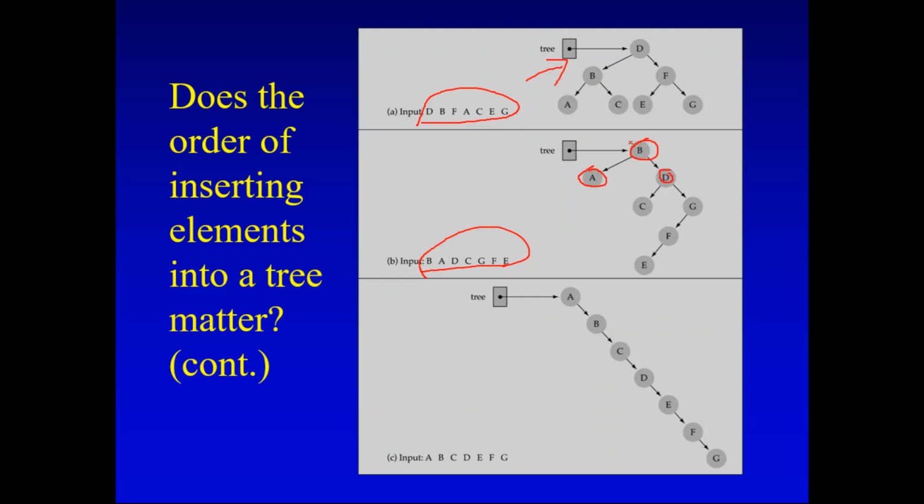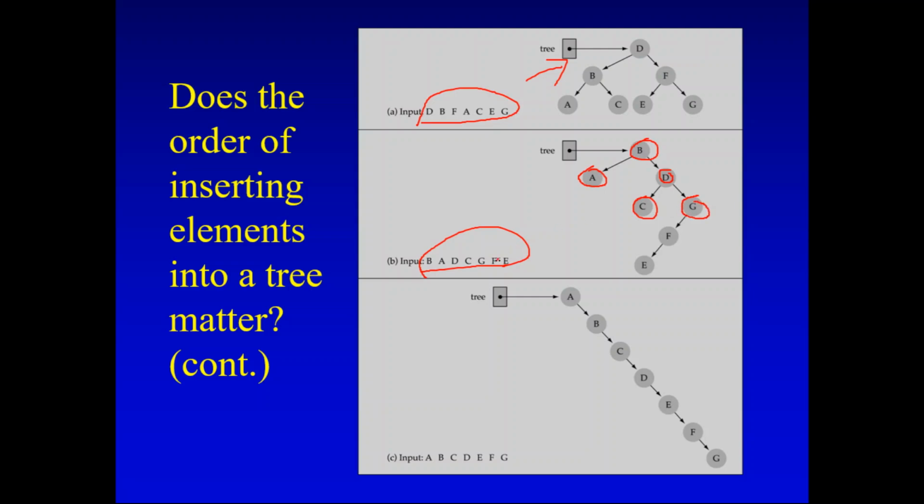Then C is greater than B, so you have to go to the right, which is D, but it is less than D, so you have to go to the left, so C will come here, right? Again G is greater than B, so go right, which is D. Again G is greater than D, so go right. There is no node as of now, so add G here.